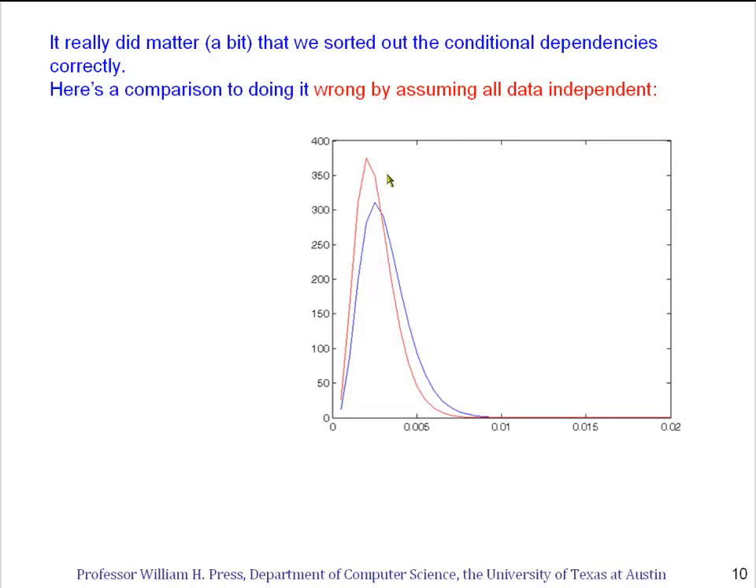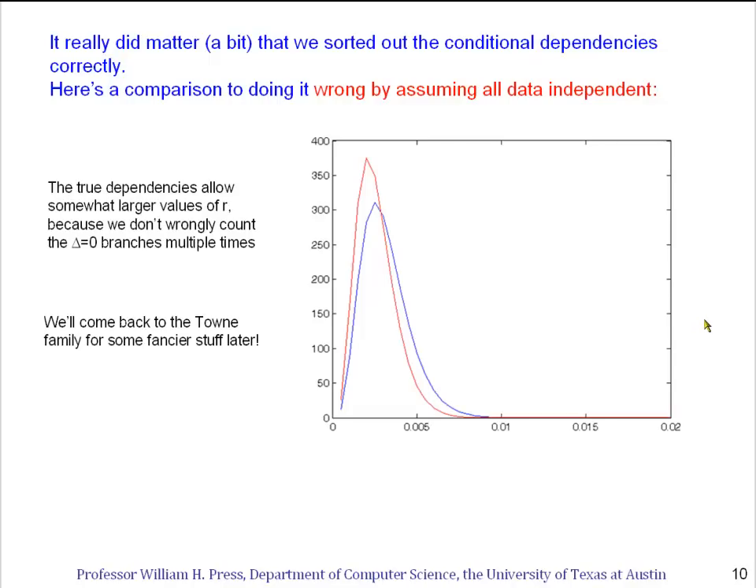So you can see that it does matter. The blue curve really is different from the red curve. The blue curve somewhat favors higher values of this mutation probability. But you also see that you wouldn't have been wildly wrong in this case to ignore the conditional dependencies. And if we had a very complicated model, it would be a whole lot easier to ignore the conditional dependencies. We'll come back to the Towne family for some fancier stuff later.